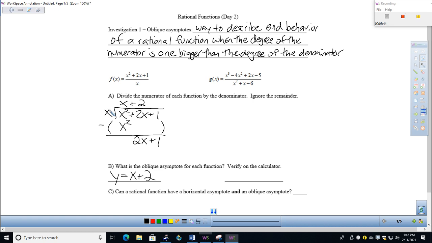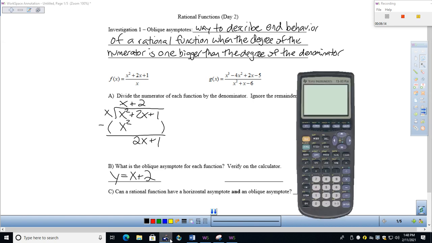All right. Now before we come up and do the same thing with the function g over to the side here, I do want to look at this function f, talk about the graph itself, and see what we mean by oblique asymptote. So it's all well and good. I've said this is what it is, a way to describe end behavior. But let's see it in action.